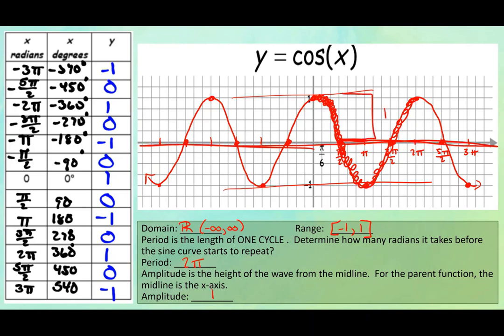So when you're looking at the makings of cosine and sine, all of the things like domain, range, period, and amplitude are the same. The difference is where does it cross the y-axis? That is the biggest difference that you usually can find.